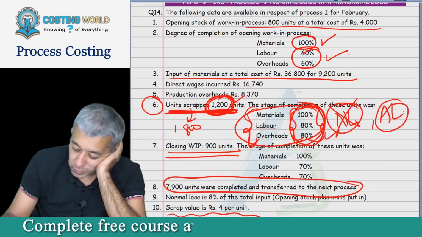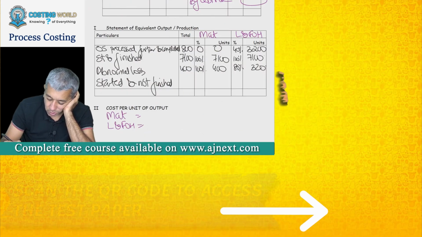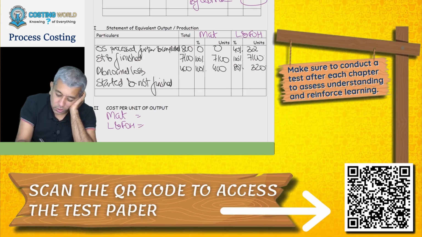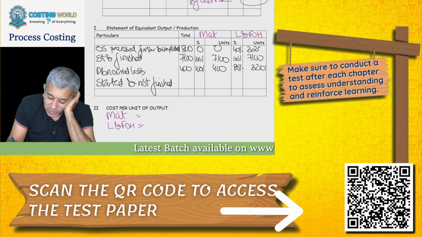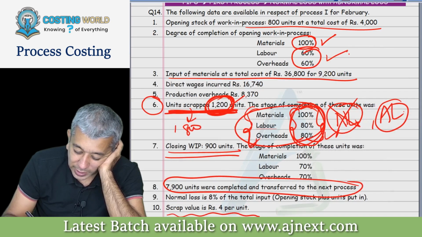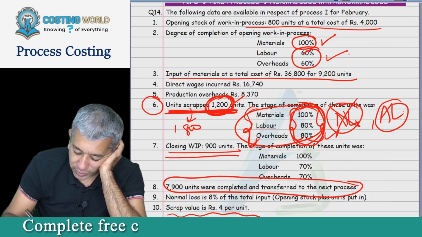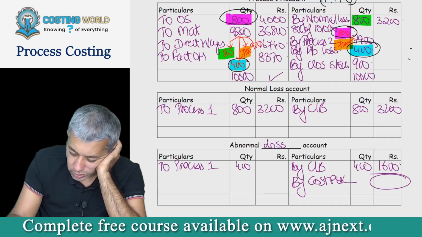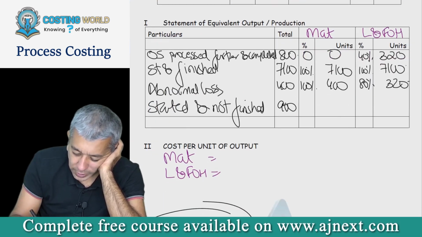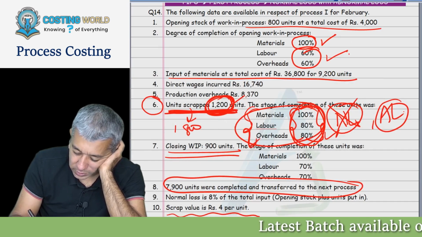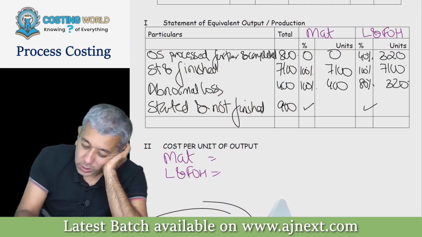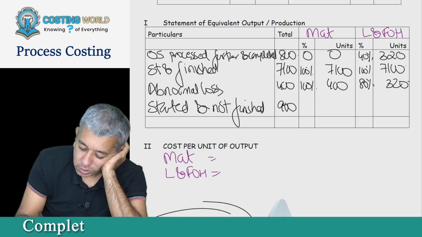Now 320, I've written 320 only. Labor and factory. Sorry. Those people who copy everything from the screen, please note this is 320. Thank you. Further, started and not finished. That's your closing stock, right? So closing stock in this particular case is 900 units, and stage of completion 170. Should I write down 0 and 30? Yes, sir.